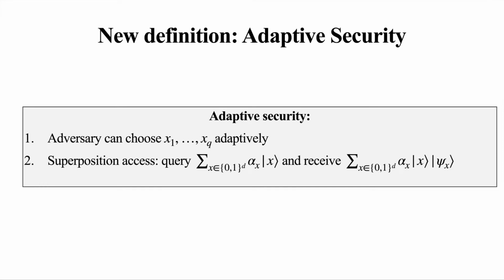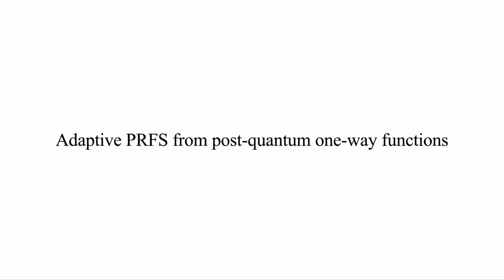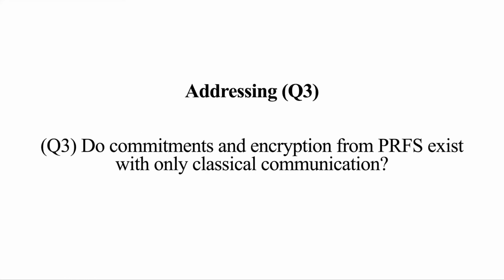Moreover, we also consider an even stronger security guarantee, where we allow the adversary to make superposition queries to the oracle, where you query on a superposition over all possible inputs, and it can receive the evaluation of PRFS on all possible inputs in superposition. And we come up with a stronger result where we show that even adaptive PRFS can be constructed from post-quantum one-way functions. So that addresses the second question.